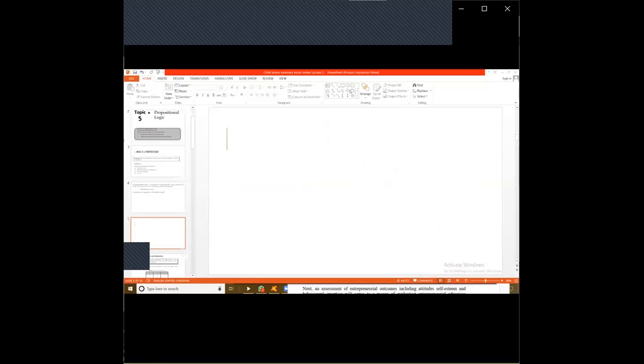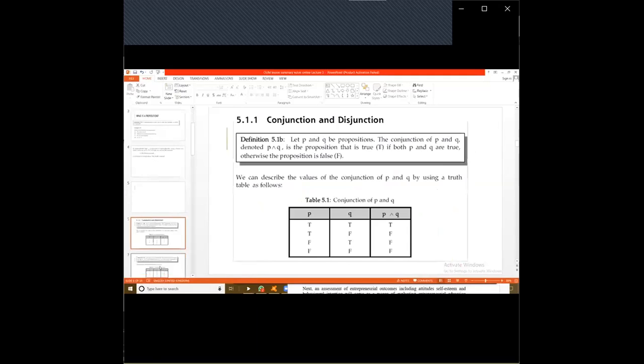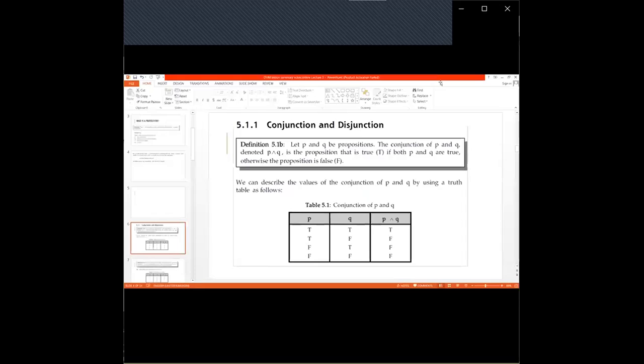Yeah. So like I said earlier, we can combine two or more statements using logical operators. Okay, and two of such logical operators are the conjunction and disjunction. Conjunction and disjunction. Good.